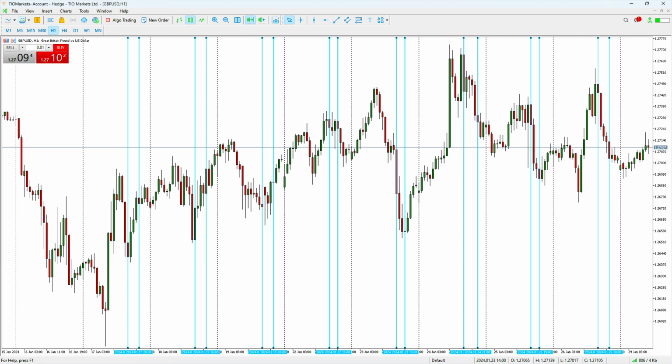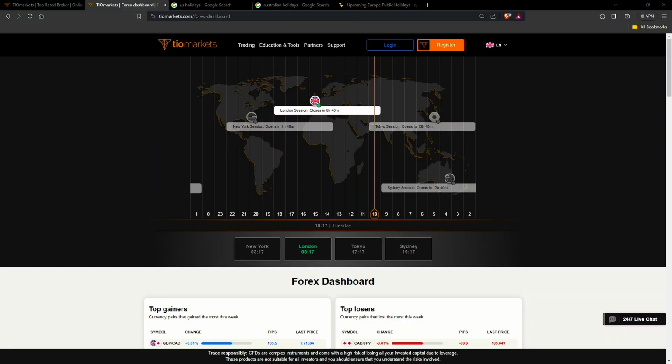Each of these sessions and their overlapping hours will present different variables that can affect the instruments being traded during those hours. For example, traders will typically find that currency pairs domicile to these regions are most active when the session is active.